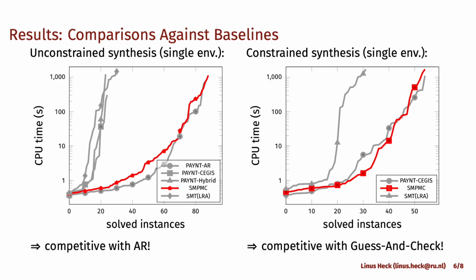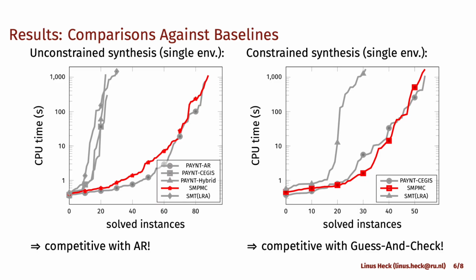On the right, we have synthesis with constraints, so constrained synthesis. Here, abstraction refinement does not work because we have constraints on a search space and it cannot handle that. But SMPMC is competitive with Paynt-Seeges, which is the guess and check algorithm. So it turns out that previously you would have to employ different tools to be good at these problem statements, whereas SMPMC is good at both without any tweaking. In the paper, you will see that this is also true for robust, unconstrained synthesis.